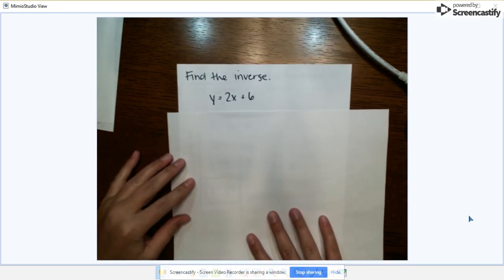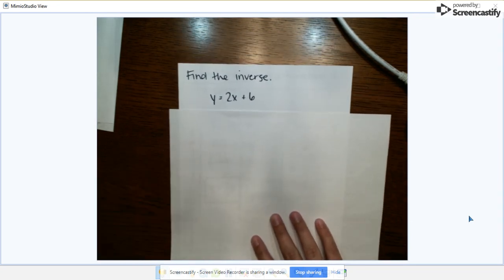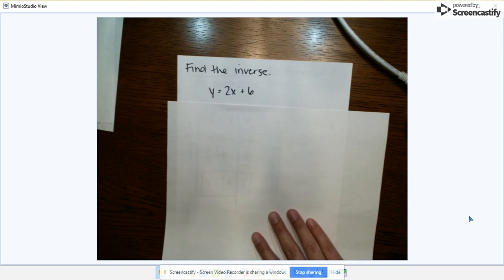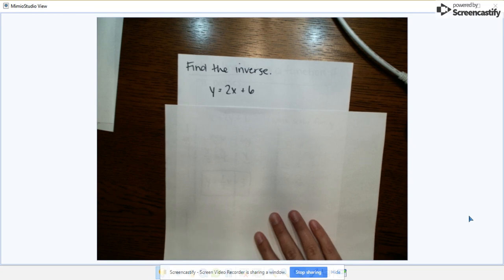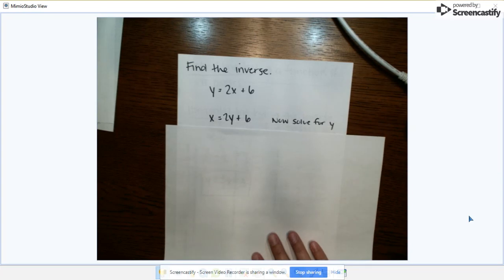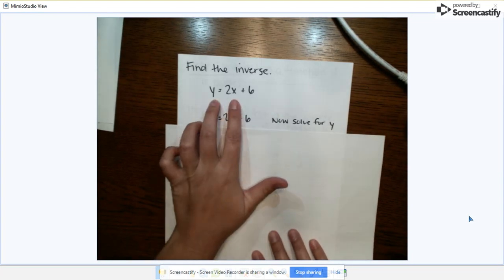We can also find the inverse algebraically. So here we're given an equation, 2x plus 6 equals y. And we need to find the inverse. Well, same as our coordinate points, they reverse the order. We're going to reverse the order of our variables. So we flip-flop x's and y's.